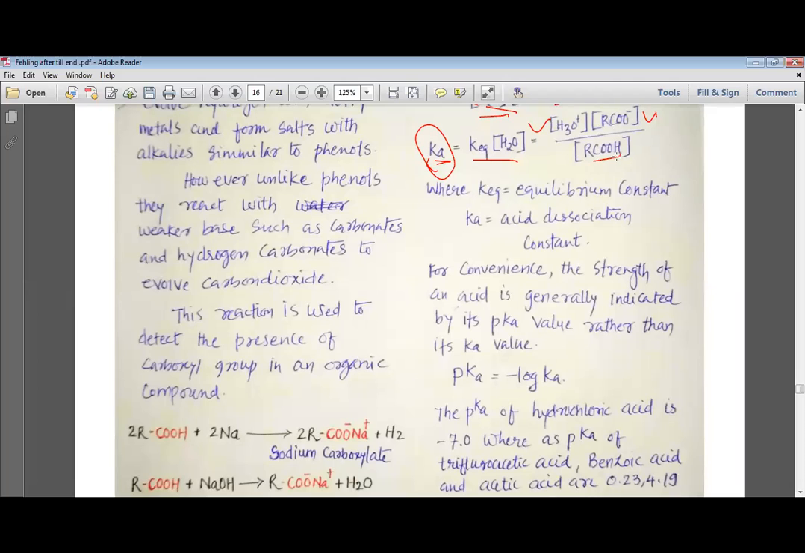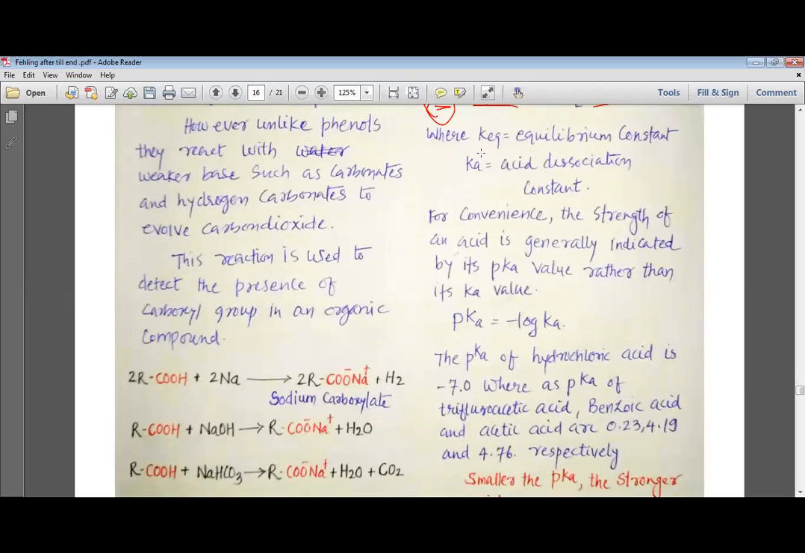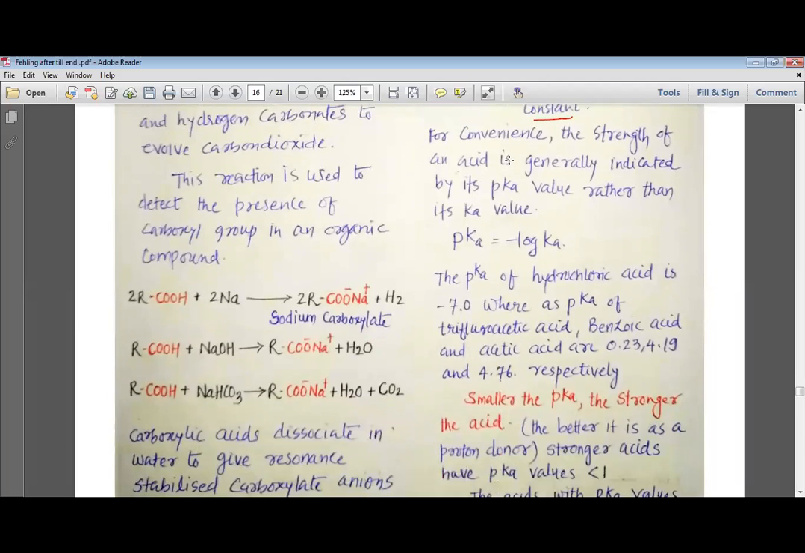of carboxylic acid. Dear students, here the Keq is known as the equilibrium constant, and Ka is known as the acid dissociation constant. For convenience, my dear students, the strength of an acid is generally indicated by the value of pKa rather than the Ka value.